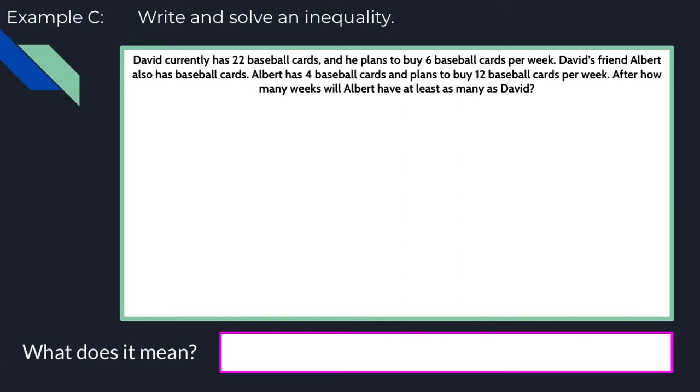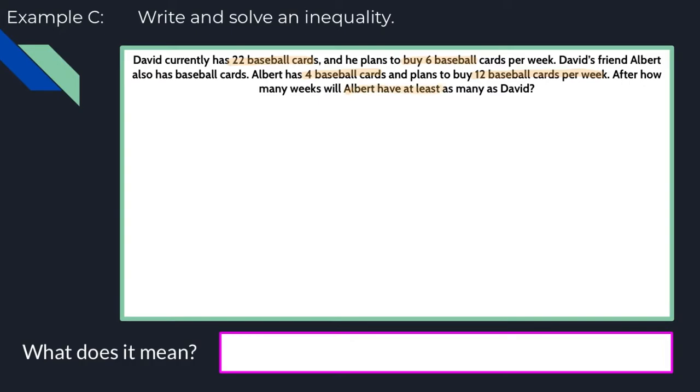So let's start first by highlighting our important information. So David currently has 22 baseball cards. That's important. He plans to buy 6 baseball cards per week. David's friend Albert is also collecting. He has 4 cards to start with, and he's going to buy 12 per week. So we can agree that Albert has less than David because he's starting with 4 and David's starting with 22. So we need to figure out after how many weeks will Albert have at least as many as David.